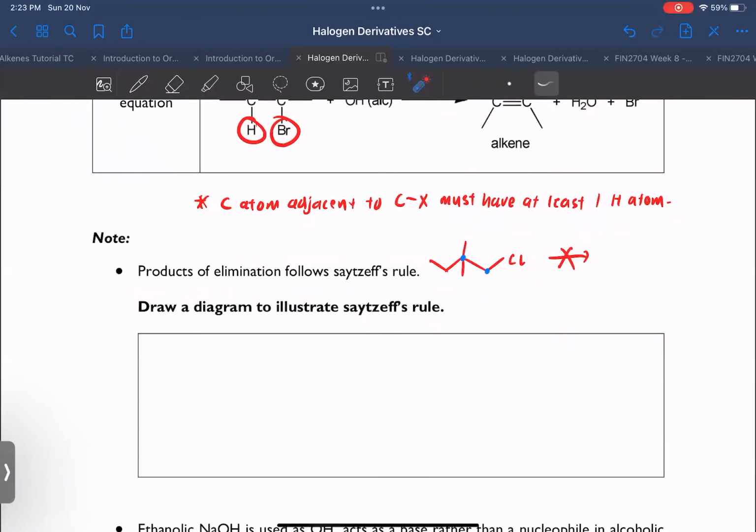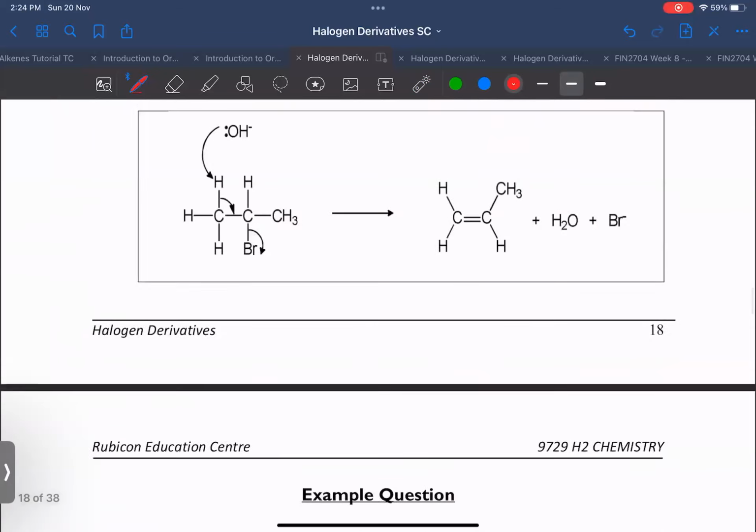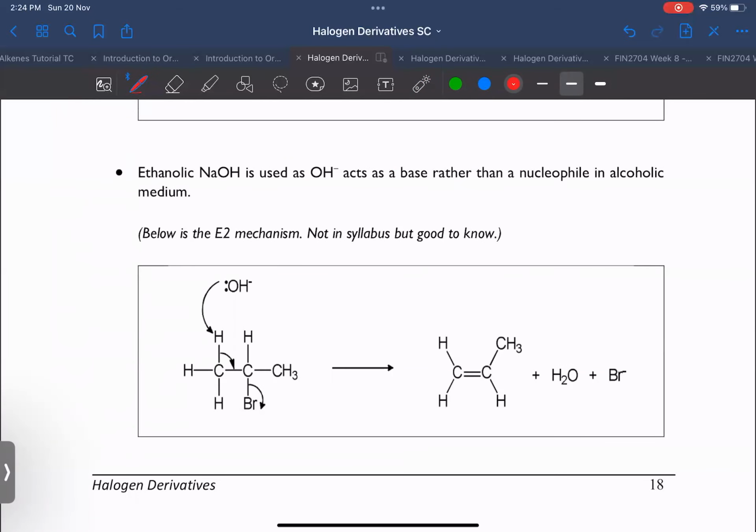Next, over here they say draw a diagram to illustrate Zaitsev's rule. You don't need to know Zaitsev's rule in your syllabus, you don't even need to explain what it means. You just need to remember one thing. Don't draw anything, just write this down. Zaitsev's rule states that the more alkyl groups bonded to the double bond, the more likely it is to form. So it's the more the better. And we're just going to use the question on the next page. This part at the bottom here, you don't need to know. This mechanism is not tested in your syllabus.